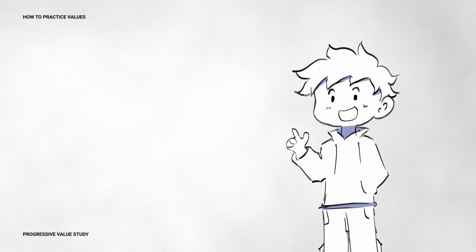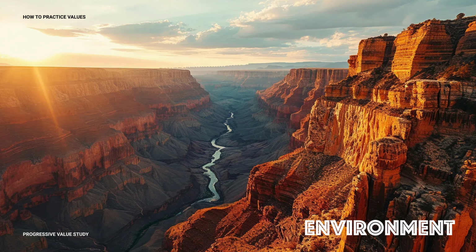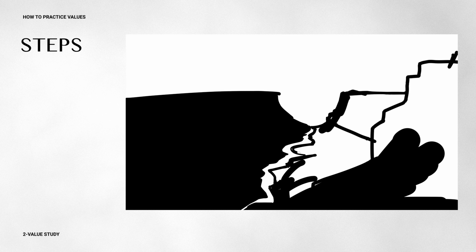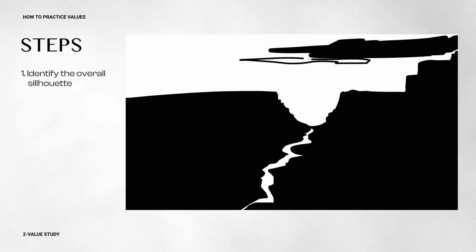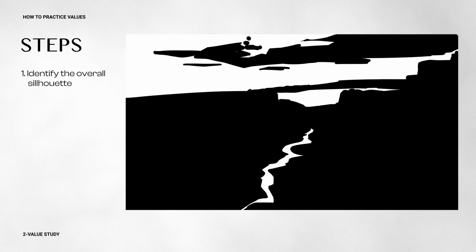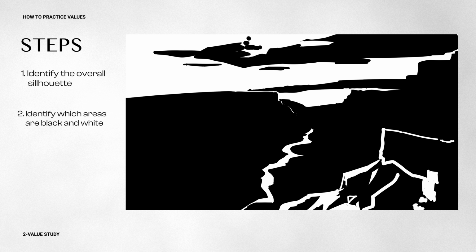Now let's move on to the next demonstration, but this time we will do environment. As usual, let's start with a two-value study. Again, the first thing we need to do is identify the silhouette of the subject. Alright, once we have the silhouettes, next thing to do is identify the dark and light values. As for the rocks, I'll simplify the shape to indicate they are being hit by the light source.